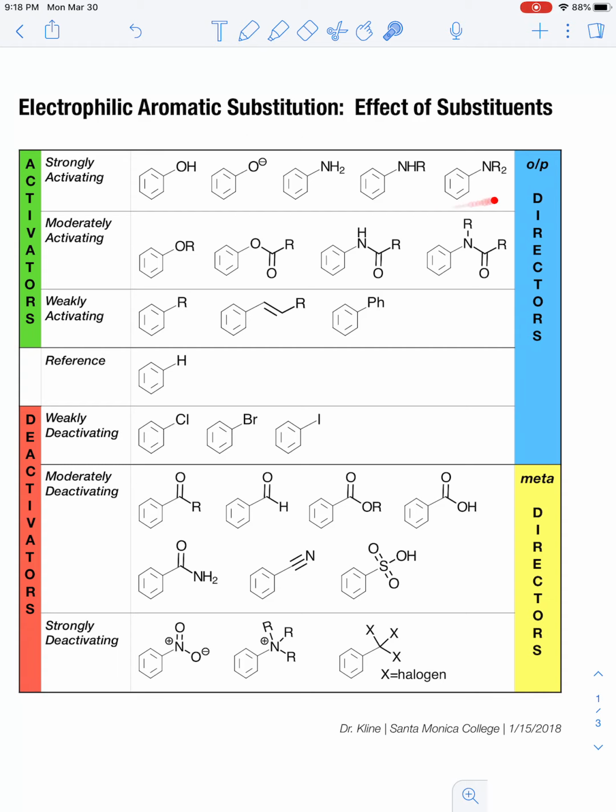So if we take a look at all of these strongly activating groups, what you notice is that in each case, there is a heteroatom directly attached to the ring, and that heteroatom has a lone pair. We've got oxygen, we've got nitrogen. In fact, we've got oxygen and nitrogen and nothing else. So oxygen, oxygen, nitrogen, nitrogen, nitrogen.